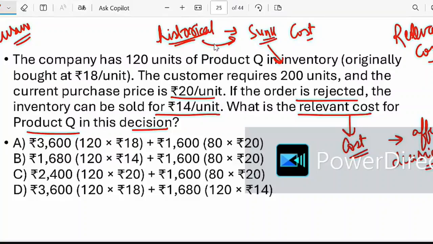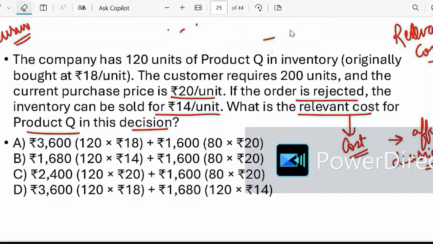Now, in this case, what is relevant? The company can use the existing inventory or sell it. Either they use the existing inventory or they sell it, right? If they sell it, they get 14 rupees per unit. Try to understand this, a very important thing I am telling you using an example. So suppose the company sells it. If they sell it, they get 14 rupees per unit.